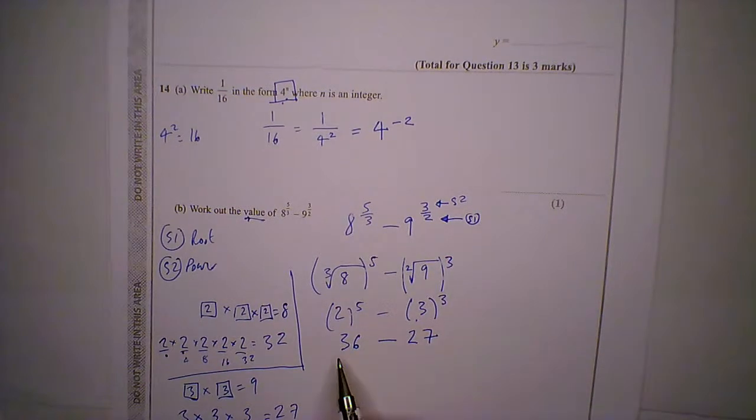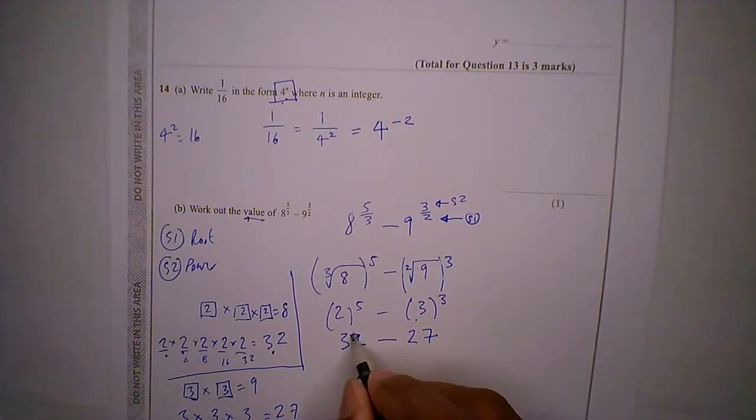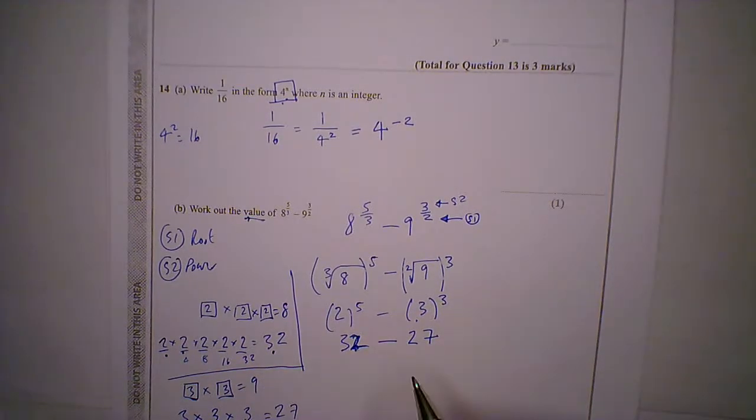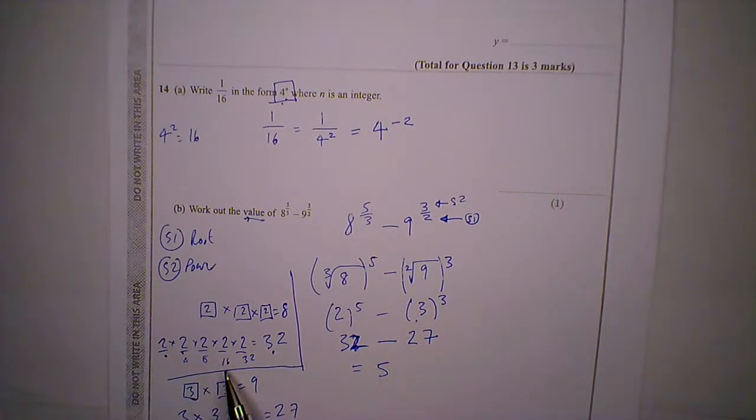And now I can do 2 to the power 5. Why did I do that? I wrote 32 and I wrote 36 here. 2 times 2 is 4, times 2 is 8, 16, 32. 32, take away 27 is 5.